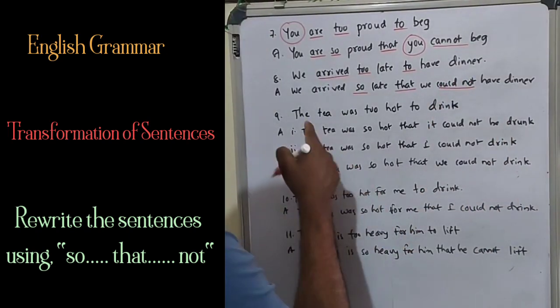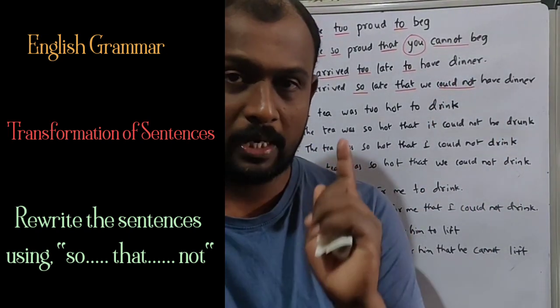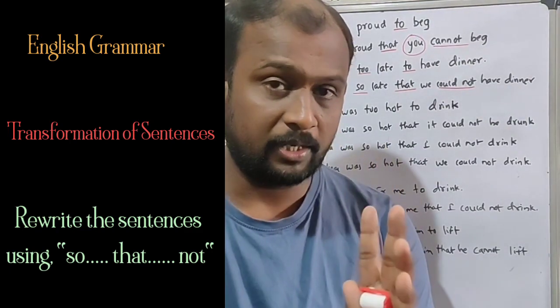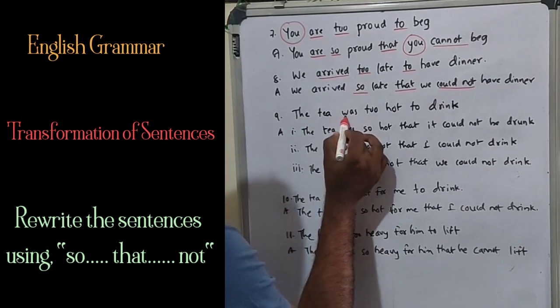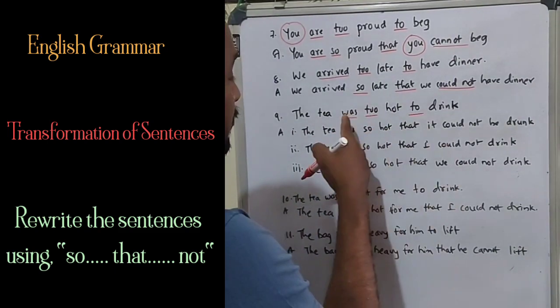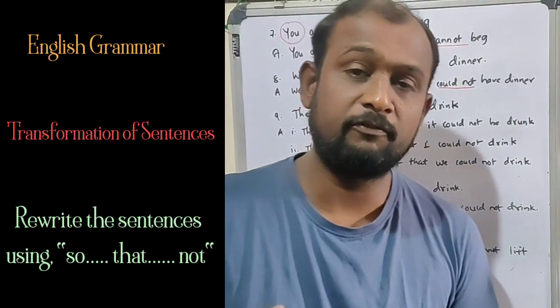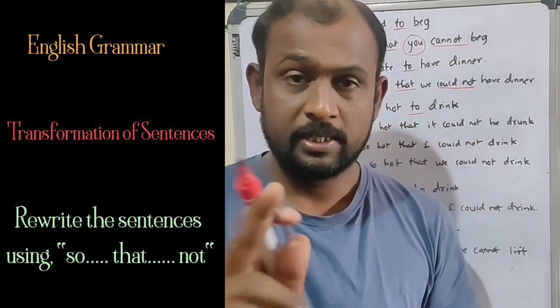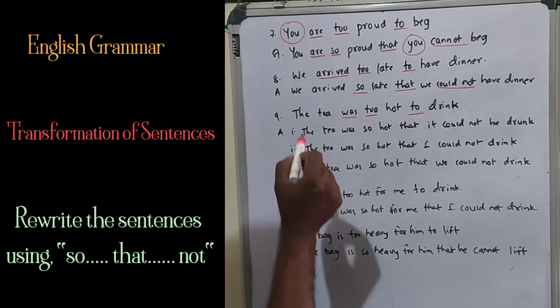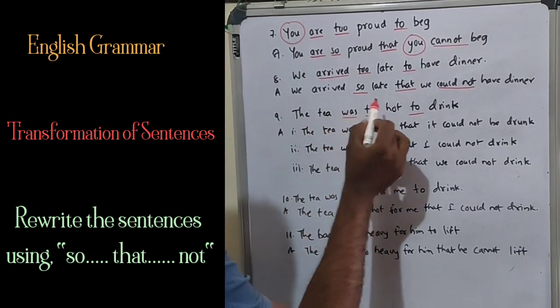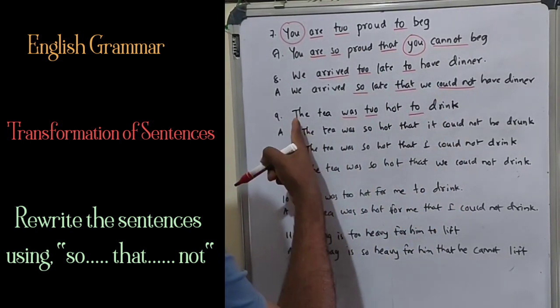Okay, look at the ninth example very carefully and intently. The tea was too hot to drink. This is past tense. You know one thing, that in case of past tenses we must use could not. See how I have done 3 answers for this. You can write this in 3 ways.